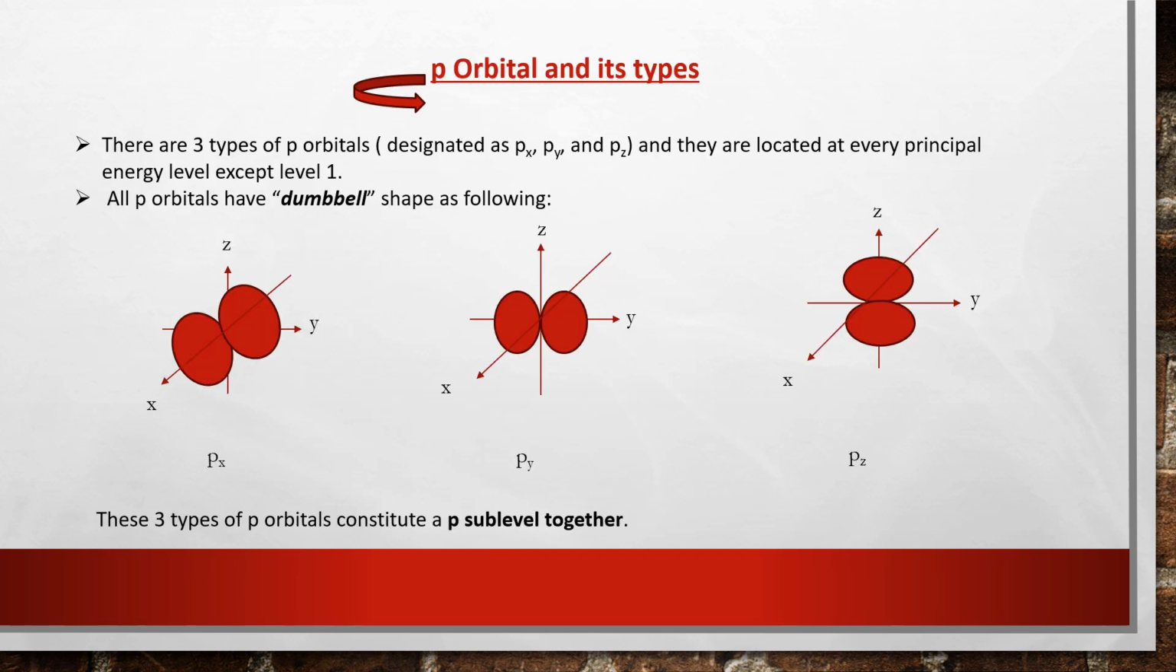p orbital and its types. There are 3 types of p orbitals designated as px, py, and pz, and they are located at every principal energy level except level 1. All p orbitals have dumbbell shape as follows. These 3 types of p orbitals constitute a p sublevel together.